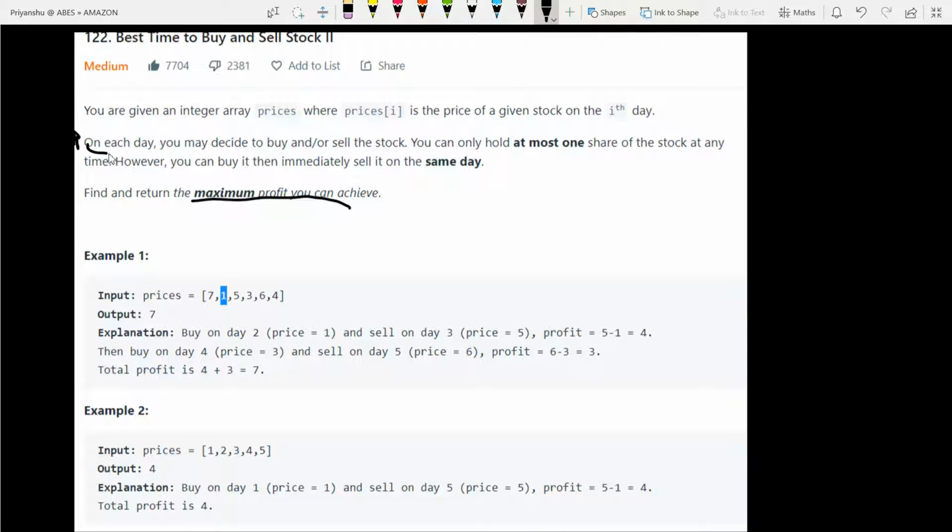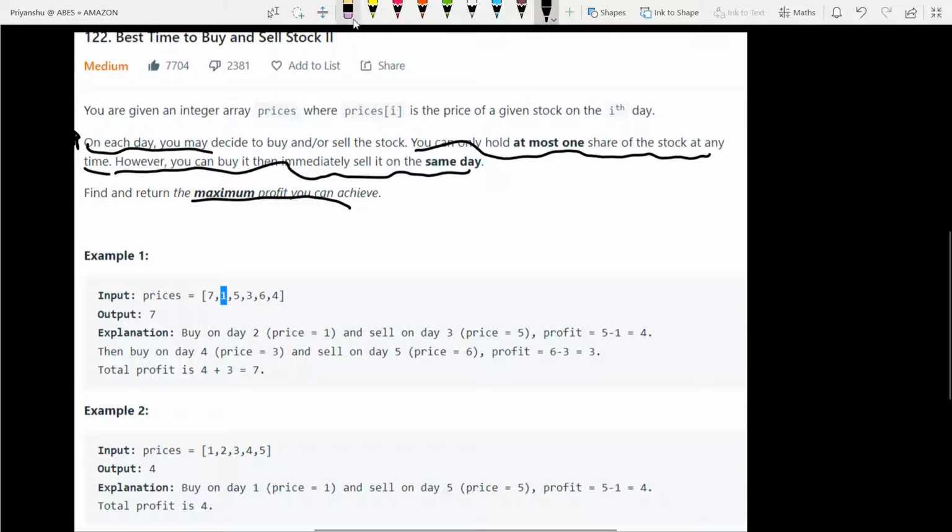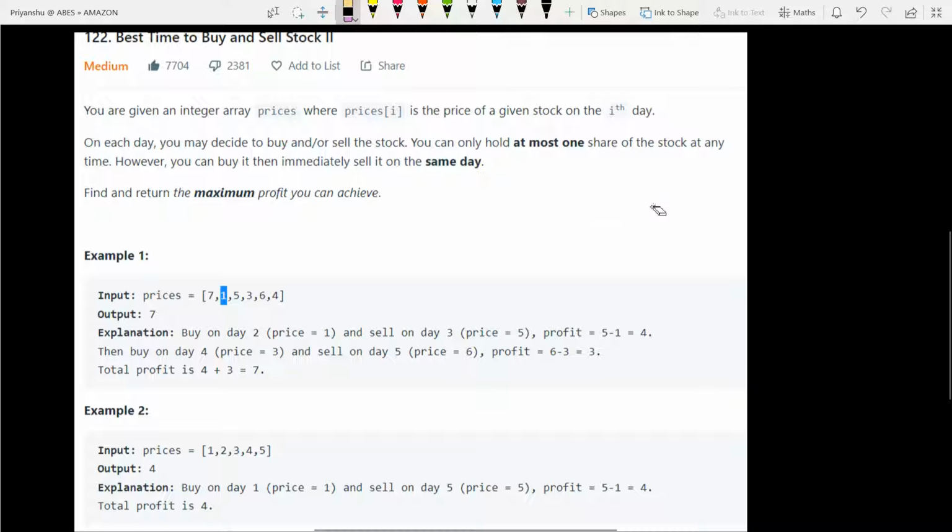Okay, so on each day you may decide to buy and sell the stock, and you can hold at most one share of the stock at one time. That particularly means that before buying one more stock, you have to sell the previous one. However, you can buy it and sell it immediately on the same day. So you can use these conditions to solve the problem.